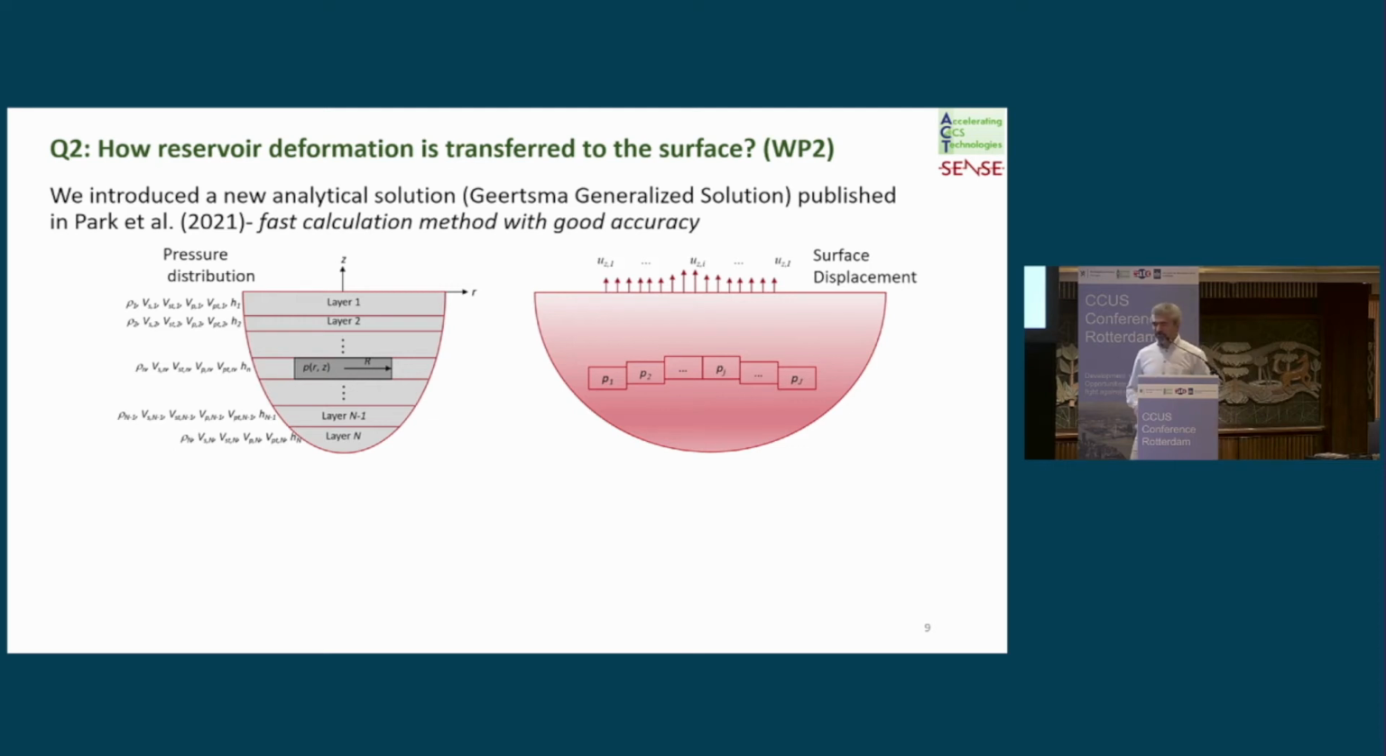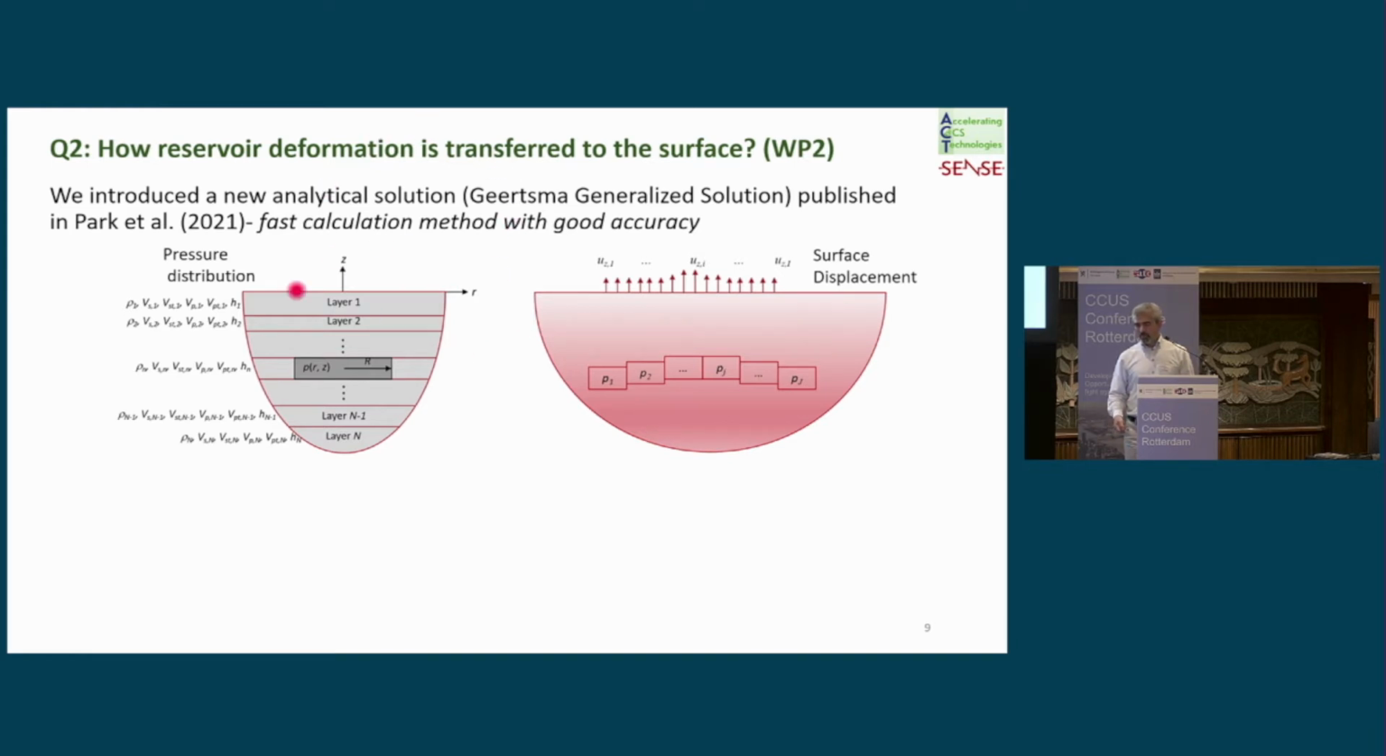Now I move away from the fiber optics. The next question was how these are related to each other: pressure in the reservoir with displacement at surface. For that one, we started with looking into solutions. You have always the finite element method, which is time consuming. Then we looked into a mathematical solution called GIRSMA that you can use to relate pressure to displacement, but it was not very useful in our case.